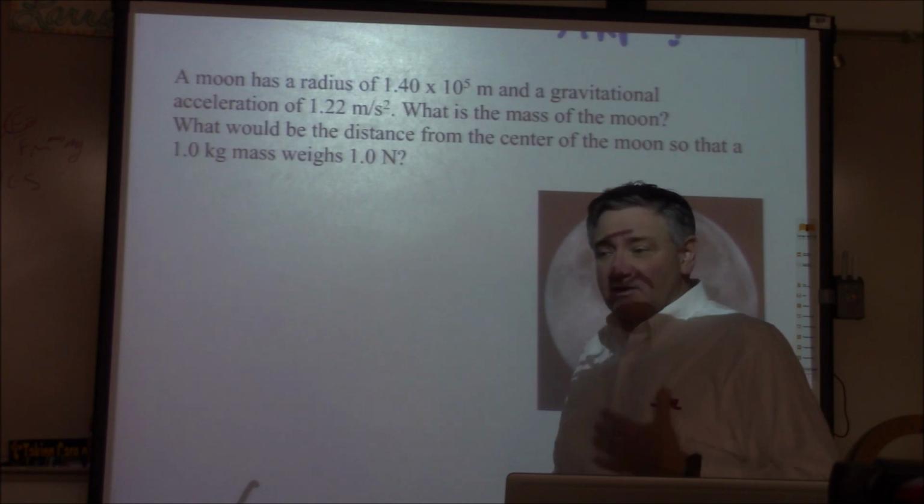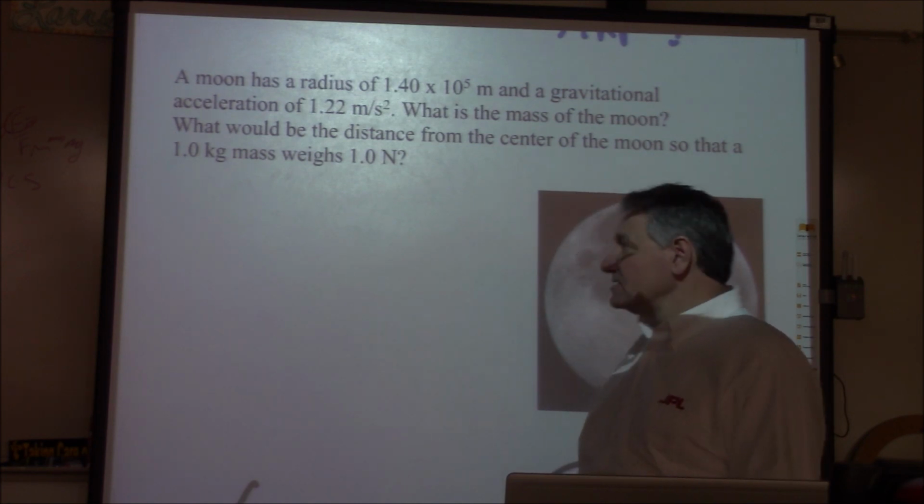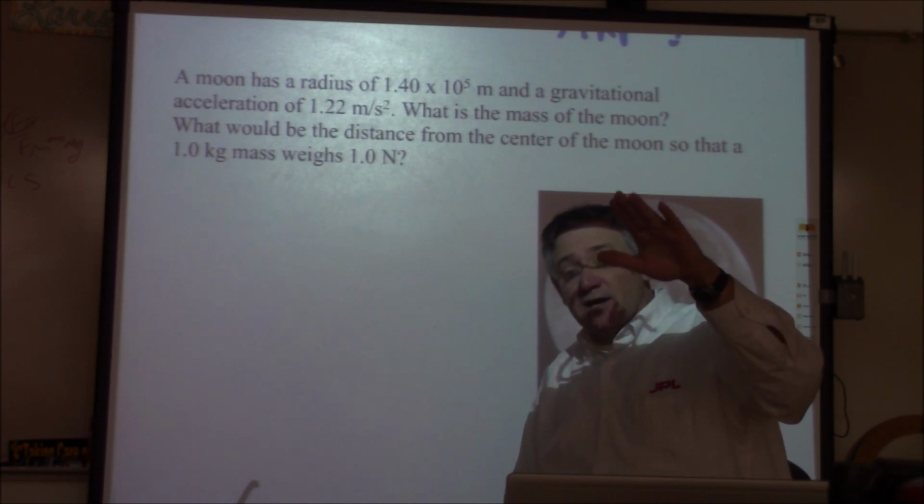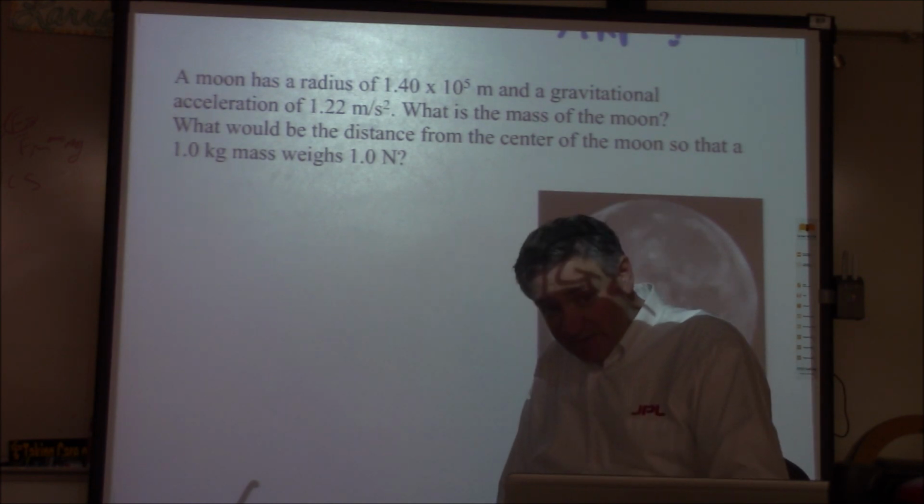Gravitational acceleration on our Earth is 9.8 meters per second squared. This is a lot smaller. So when you would drop something, it would accelerate very, very slowly.